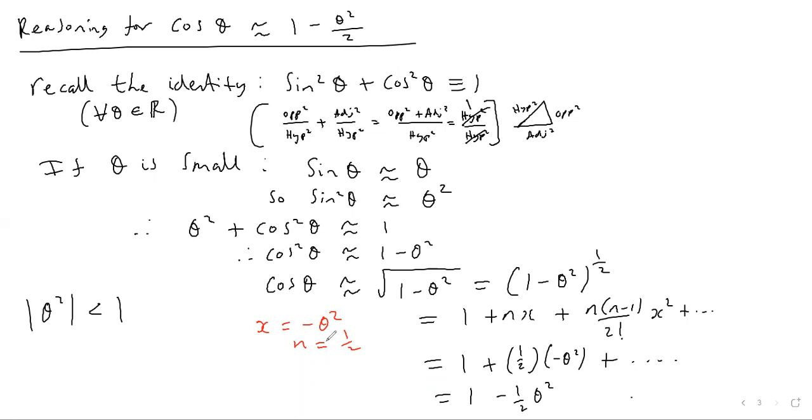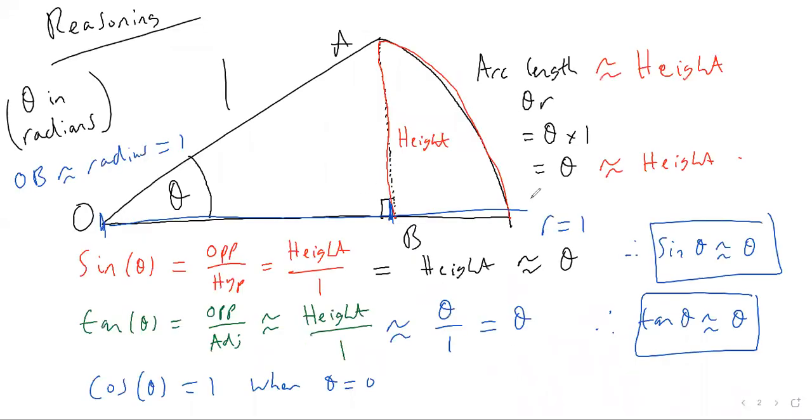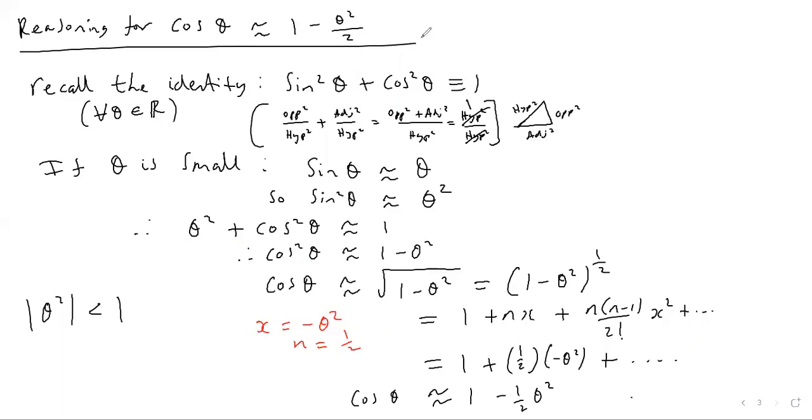So that's how you can get this cos theta approximately equal to 1 minus a half theta squared, and also how you can get the other results back here using this geometrical argument: sine theta approximately theta and tan theta approximately theta. So that's a general overview of your small angle identities, and you can use these to solve and approximate problems when you're dealing with small angles, and the question will be quite specific on when you need to use small angles.